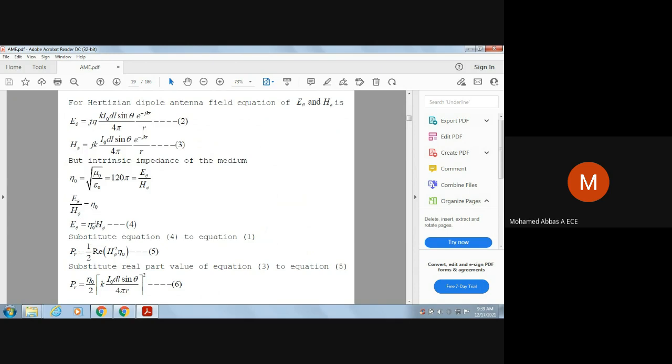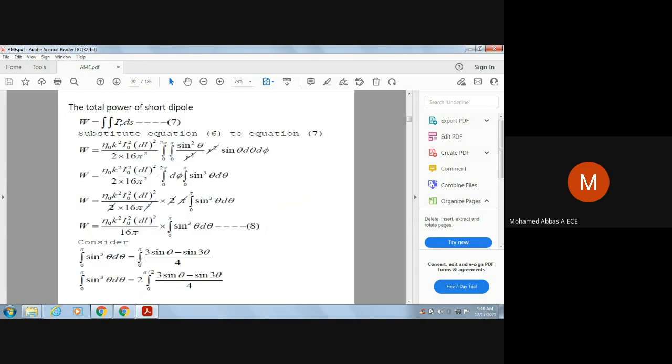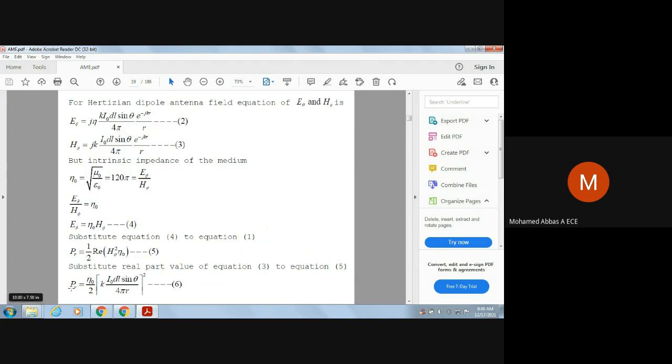So we can now replace the average Poynting vector, which is again equal to the Poynting vector in the radial direction P_r, as 1 by 2 real part of H phi square into eta naught. Now we can substitute the real part of H phi. So the equation becomes P_r is equal to eta naught by 2 into (k I naught dl sin theta by 4 pi r) the whole square. So we have found what is P_r.